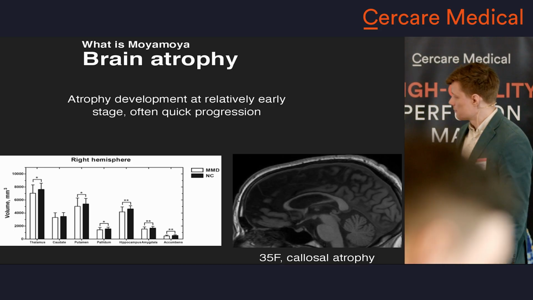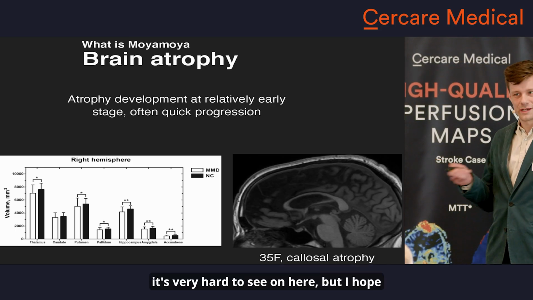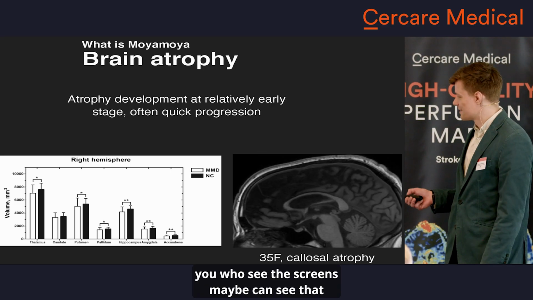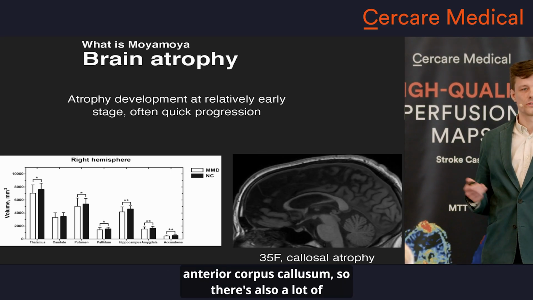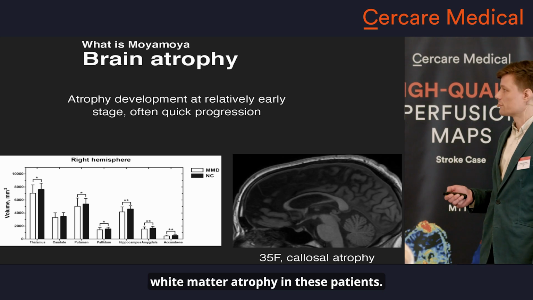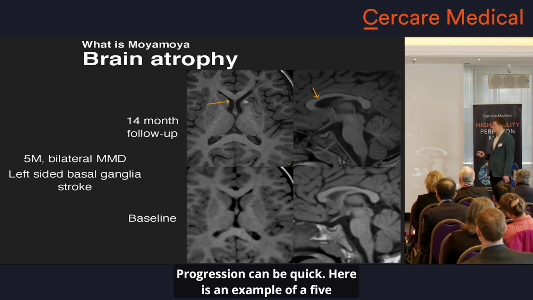But there's also, it's very hard to see on here, but I hope you who see the screens maybe can see that there is distinctive thinning of the anterior corpus callosum, so there's also a lot of white matter atrophy in these patients. And progression can be quick.